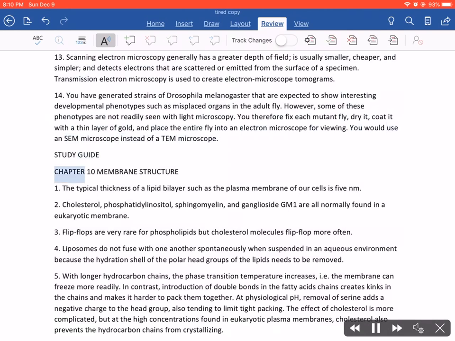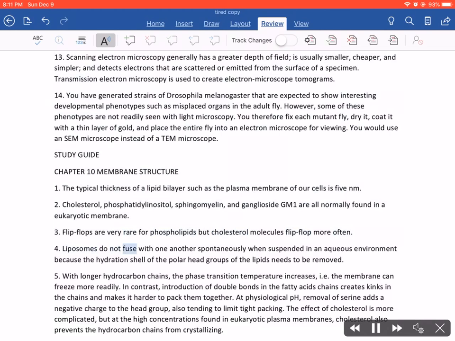Study Guide. Chapter 10, Membrane Structure. 1. The typical thickness of a lipid bilayer such as the plasma membrane of our cells is 5 nm. 2. Cholesterol, phosphatidylinositol, sphingomyelin, and ganglioside GM1 are all normally found in a eukaryotic membrane. 3. Flip-flops are very rare for phospholipids, but cholesterol molecules flip-flop more often.